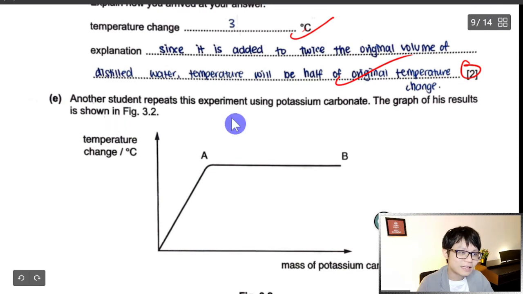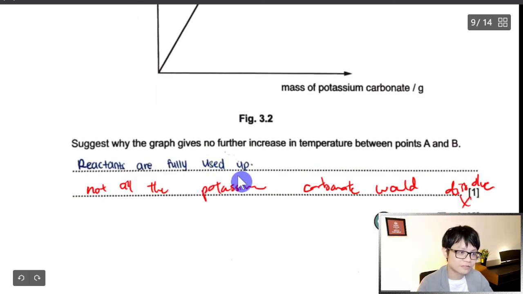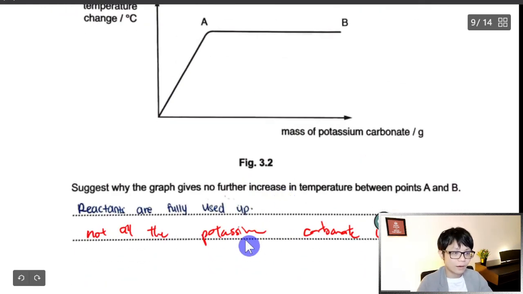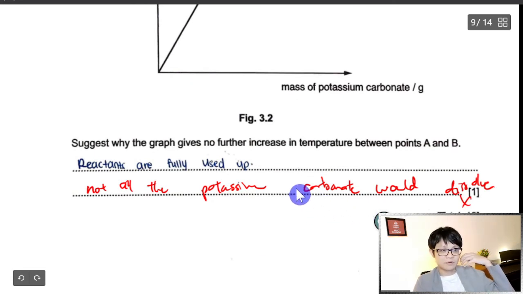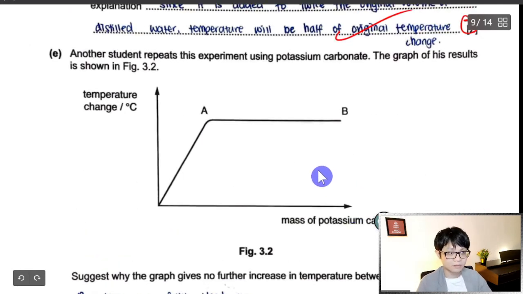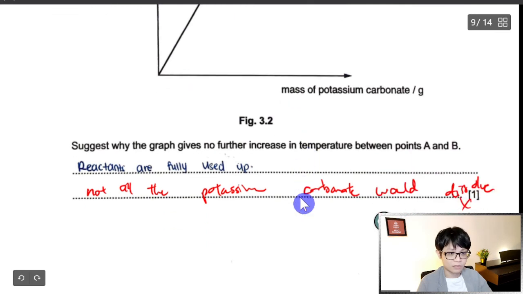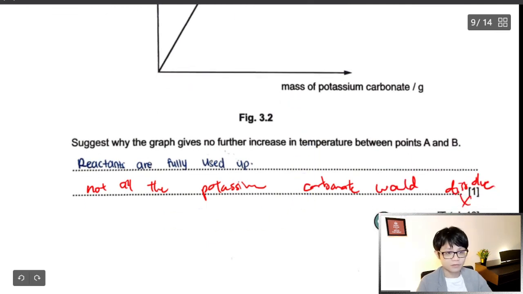Another one, repeat the experiment with potassium carbonate. Suggest why the graph didn't increase further from point A to B. The student answered, the reactants are fully used up. And the answer in the marking scheme is that not all the potassium carbonate would dissolve. Because even though you put as much potassium carbonate as possible into the water, the temperature won't go up because you didn't add more water. There is a limit for the water, so no matter what, it will not dissolve further, so that will be the 1 mark.